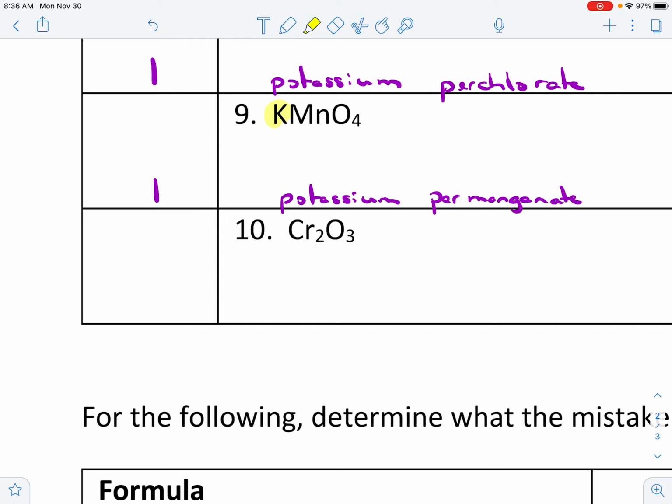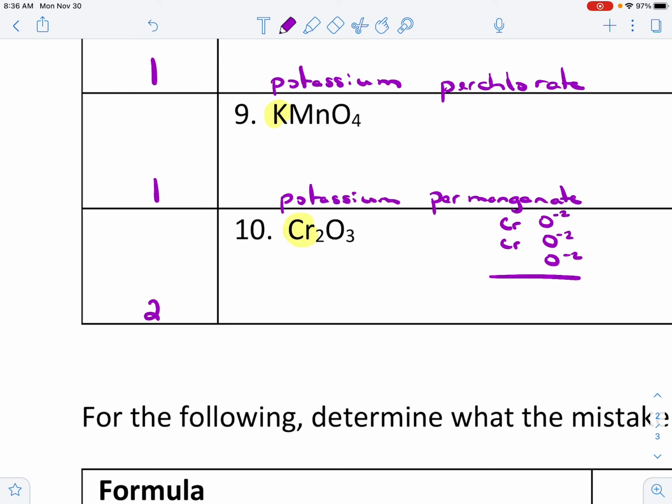All right, going on, we've got Cr. Cr, oop, there it is. It is type 2. So in this case, we have 2 Crs and 3 Os. Do you agree with that? 2 Crs and 3 Os.